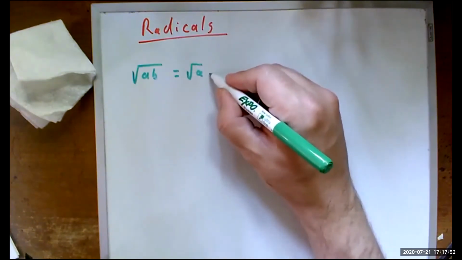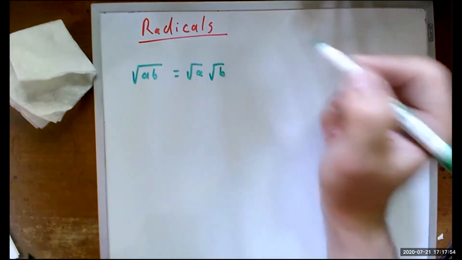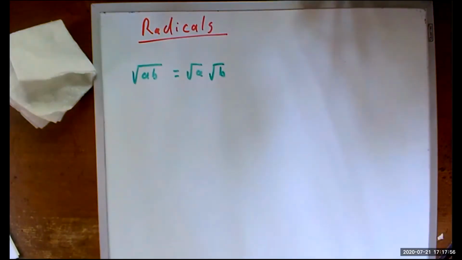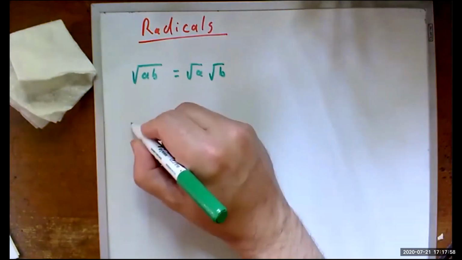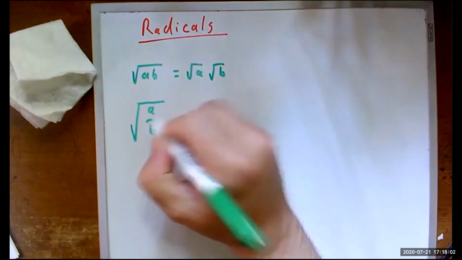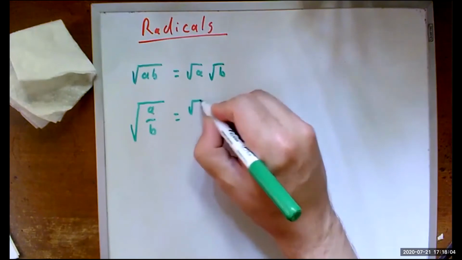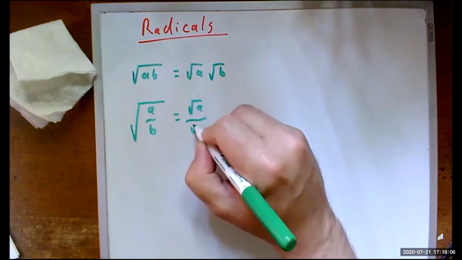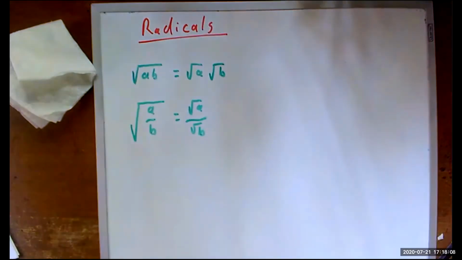If I have some number a times b under the radical sign, that's the same as saying taking the square root of a times the square root of b. No problem. Same thing works with division. If I have the square root of a over b, that's the same as taking the square root of a on its own and dividing it by the square root of b on its own. No problem.